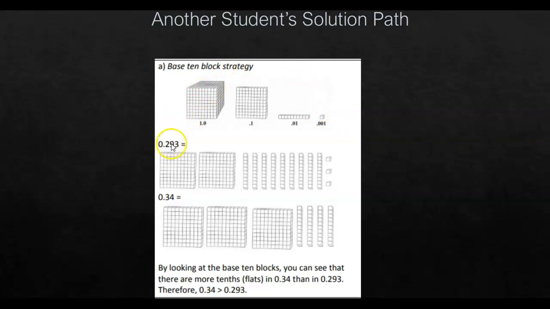So if you were building this number using the base 10 blocks, you would have 2 flats, 2 tenths, you would have 9 rods, and you would have 3 unit cubes. If you were building 34 hundredths, you would have 3 flats for the 3 tenths, and obviously you can see by looking at the base 10 blocks that there are more tenths, flats, in 34 hundredths than in 293 thousandths. Therefore, once again proving that 34 hundredths is greater than 293 thousandths.